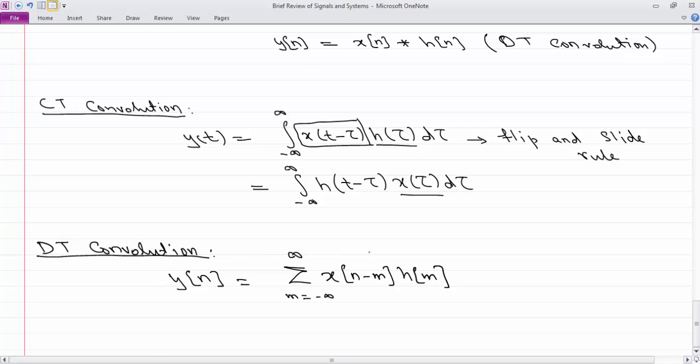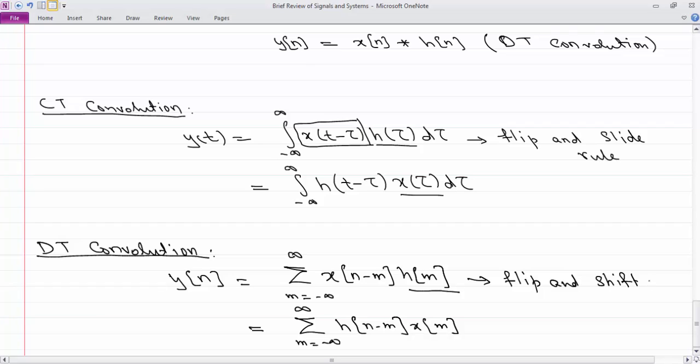Compare the two formulas. You have exactly the same form. Whatever is h of m, here you have h of tau, and the tau is going from minus infinity to infinity. In the discrete version, you have the summation going from minus infinity to infinity. You can switch the roles of x and h, and you can have h of n minus m and x of m. It is exactly the flip, and now instead of flip and slide, we can call it the flip and shift rule for computing the discrete time convolution.